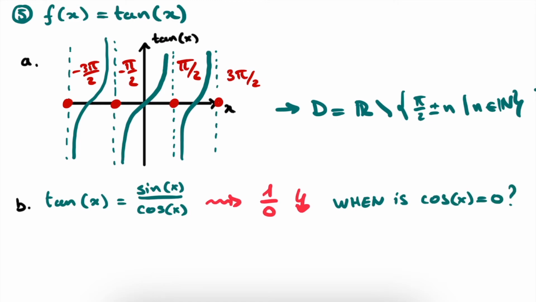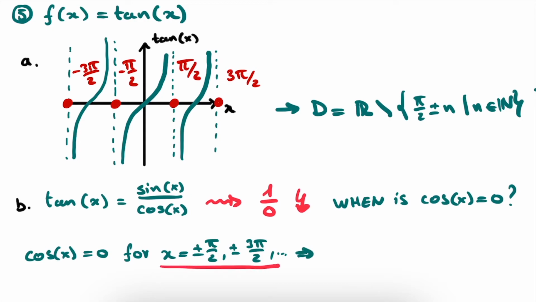But this is exactly what we've done in the third exercise, where we were looking at the function 1 over the cosine of x. So we know that the cosine of x is equal to 0, for x is equal to plus or minus pi over 2, plus or minus 3 pi over 2, and so on and so on. And because we know that for these x's our denominator is 0, and that a 0 in the denominator while the numerator is not 0, gives us an invalid output. Or in other words, these x's are not part of the domain.